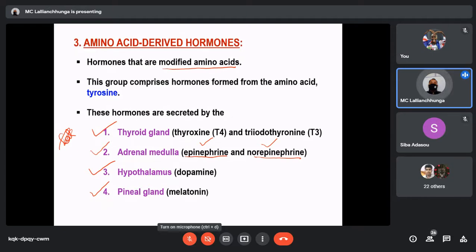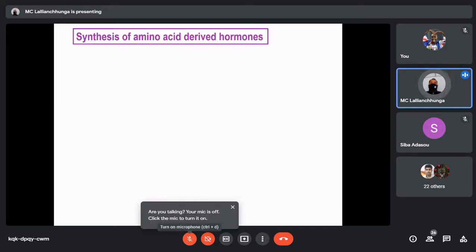But the similarity between, okay, I will see afterwards. Let's see first the synthesis of amino acid derived hormones. How these hormones are synthesized. It is a complex one, which means we cannot generalize it. When we discuss those hormones one by one, it will be clearer.